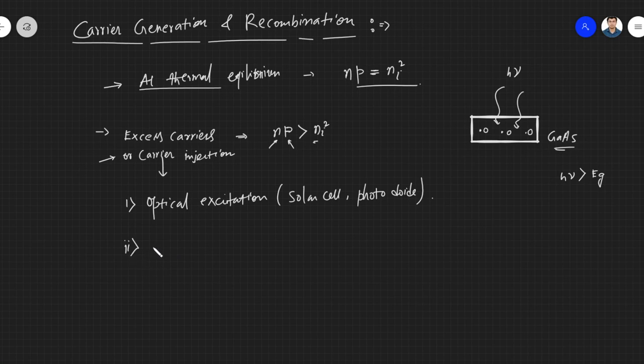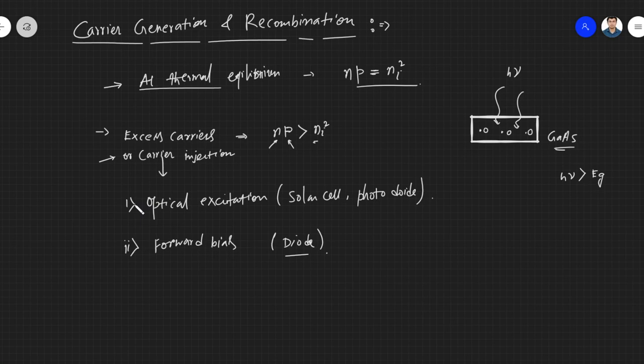It can be done if you forward bias a PN junction. In that case we inject carriers from one side to the other, right? We'll come to the details of carrier injection, but I'm just giving you an example where we have these excess carriers, or the carrier injection phenomenon. Forward bias, this could be a diode, a transistor, in this situation.